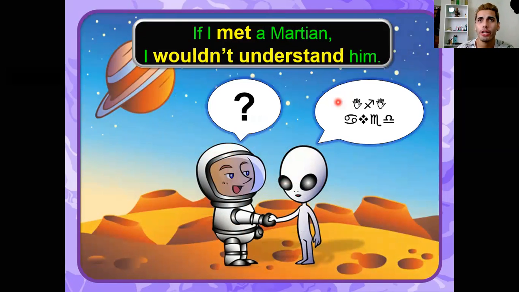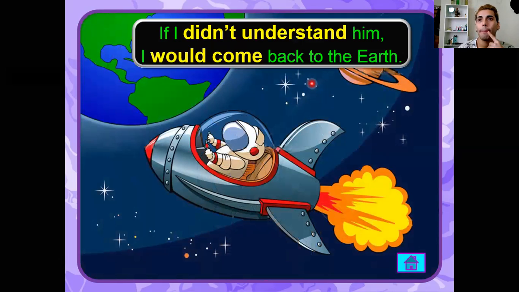If I met a Martian, I wouldn't understand him. Okay. Simple past. Would in this case is negative, would not or wouldn't, plus the base form of the verb. Okay, if I didn't understand him, I would come back to the earth. If I didn't understand, this is simple past.